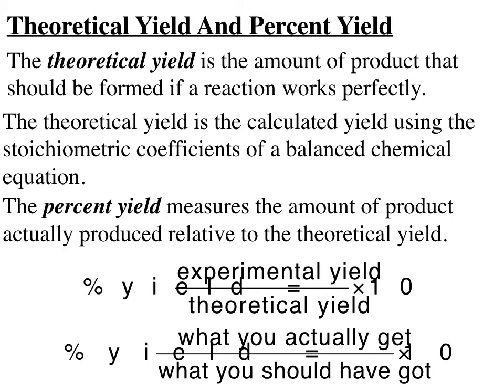Let's define a couple terms relevant to the experiments that we perform in laboratories when we synthesize compounds. Those would be the so-called theoretical and percent yields. The theoretical yield is the amount of product that you should actually form if the reaction works perfectly. So the theoretical yield is the calculated yield. It's what you determine on paper that you should make when you mix a certain ratio of reacting components.